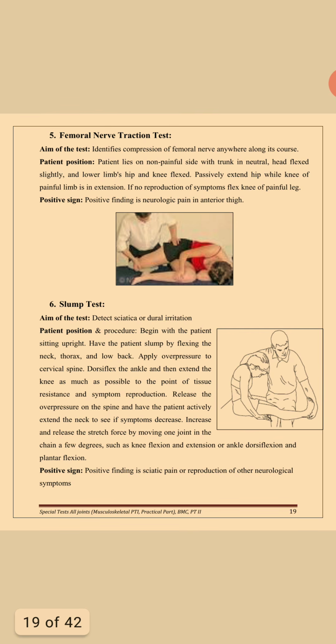Femoral nerve traction test. Aim of the test: identifies compression of femoral nerve anywhere along its course. Patient position: patient lies on non-painful side with trunk in neutral, head flexed slightly, and lower limbs hip and knee flexed. Passively extend hip while knee of painful limb is in extension. If no reproduction of symptoms, flex knee of painful leg. Positive sign: positive finding is neurological pain in anterior thigh.